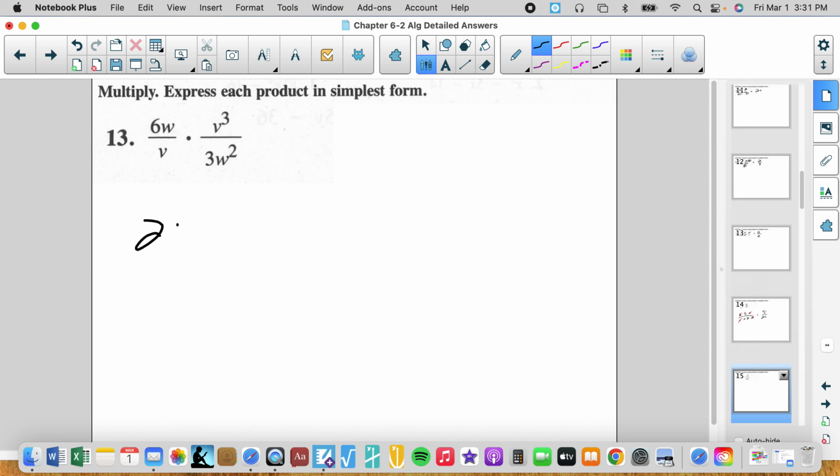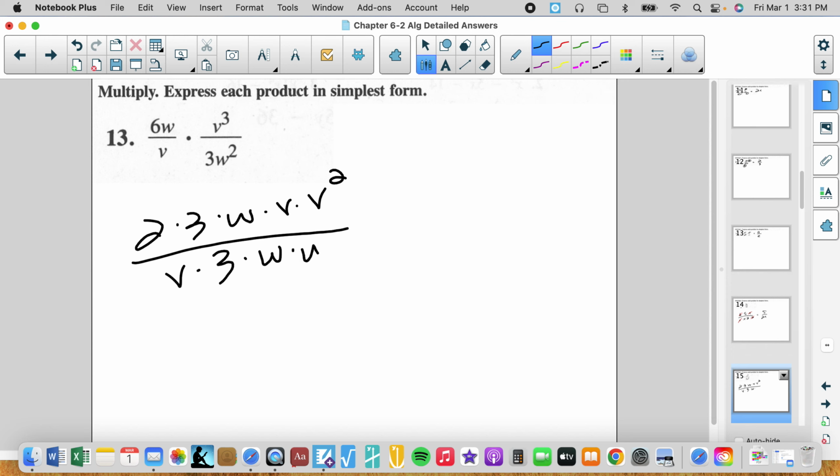We'll do 2 times 3 times w times v squared. And then we have v times 3 times w times w. So the 3's will cancel, the v will cancel, the w will cancel, and that leaves us with 2v squared over w.